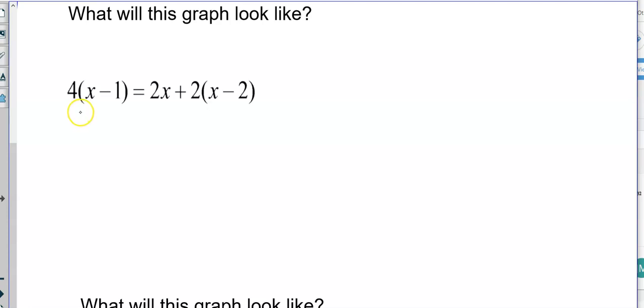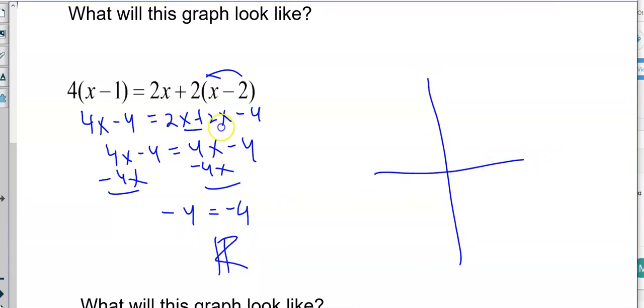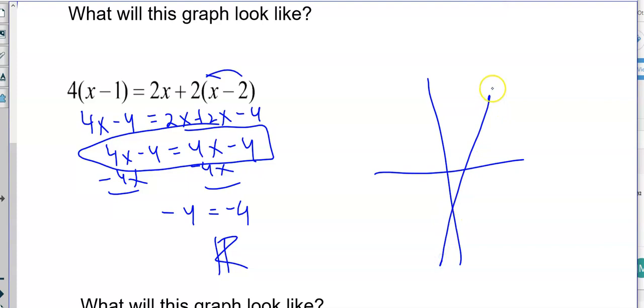Let's try this one. A very similar problem: 4x minus 4 equals, distribute there, 2x plus 2x minus 4. So 4x minus 4 equals 4x minus 4. You might even stop there, but if you did subtract 4x, you get negative 4 equals negative 4. Well, that's always true. So the solution is all real numbers. If we graphed each side of this, 4x minus 4 looks something like this. 4x minus 4 looks something like this. It's actually the same line. There are an infinite number of solutions there.